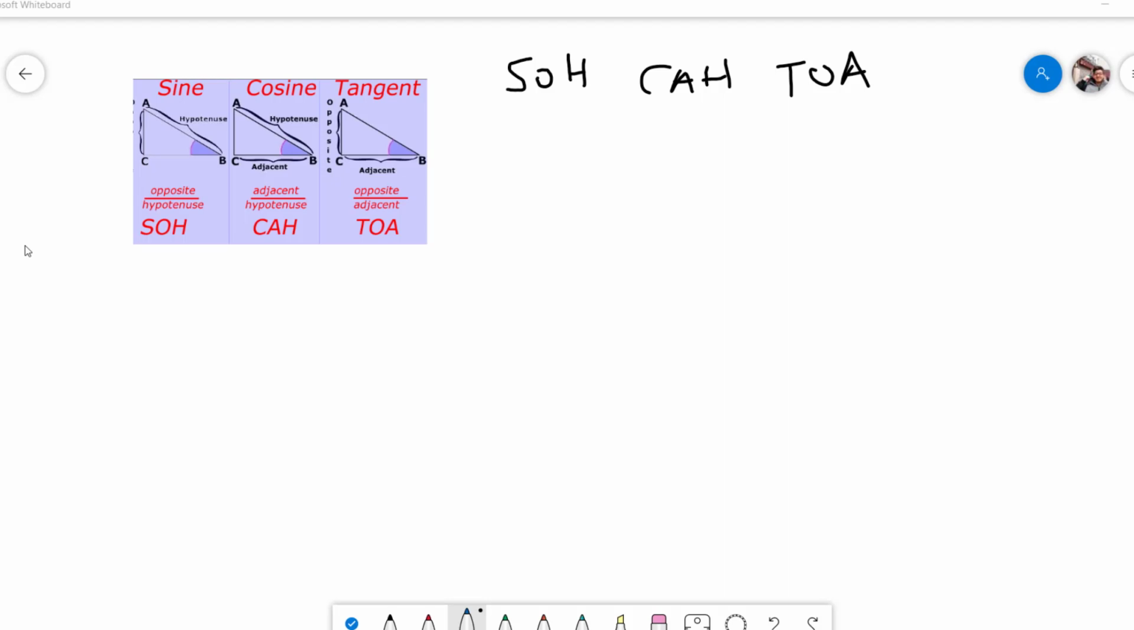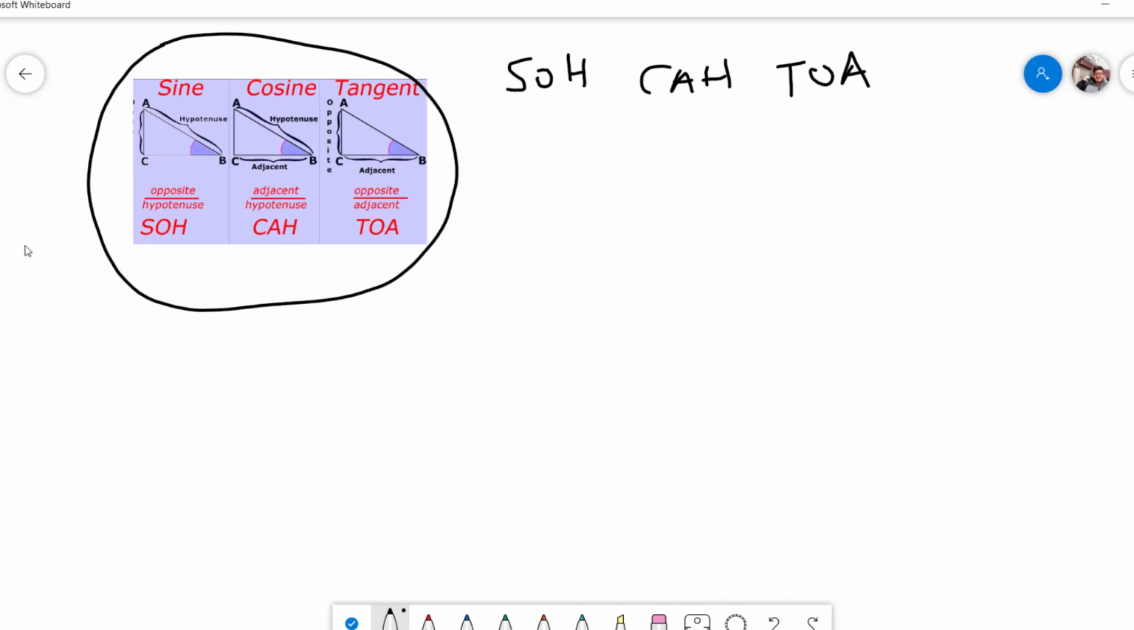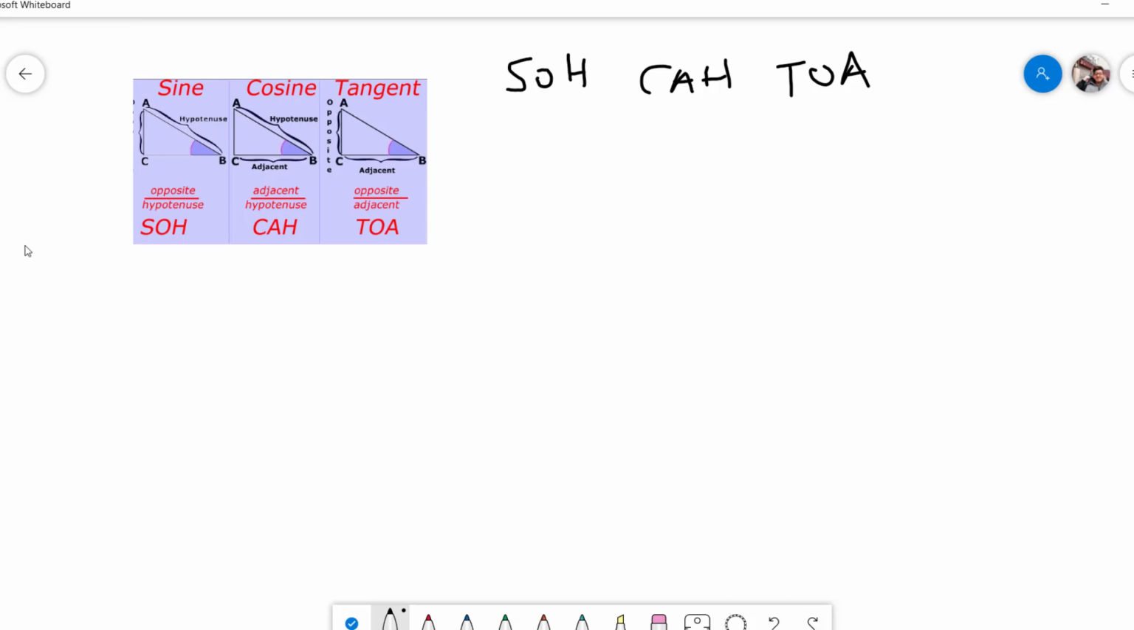Today we'll be learning about trigonometry, so how to find the length of a side or the angle in a right angle triangle. As you can see in the picture at the top left, you have three formulas that you need to know. And I've written them at the top as well.